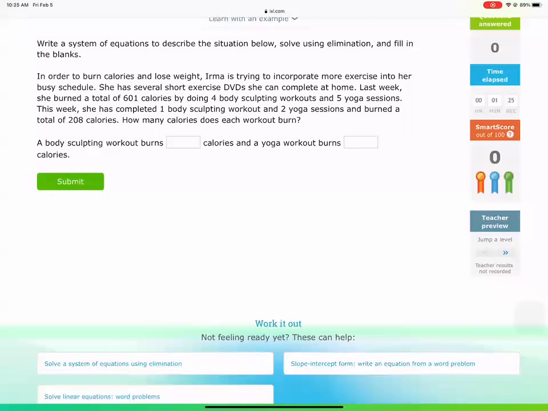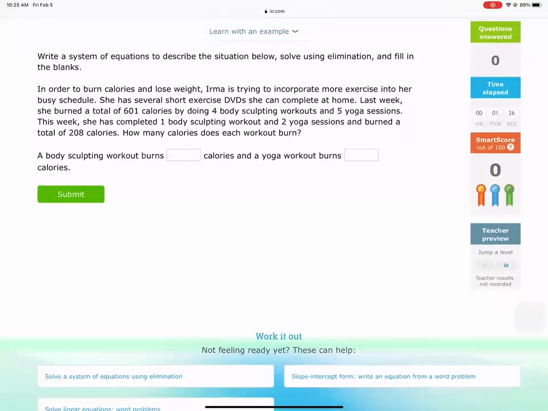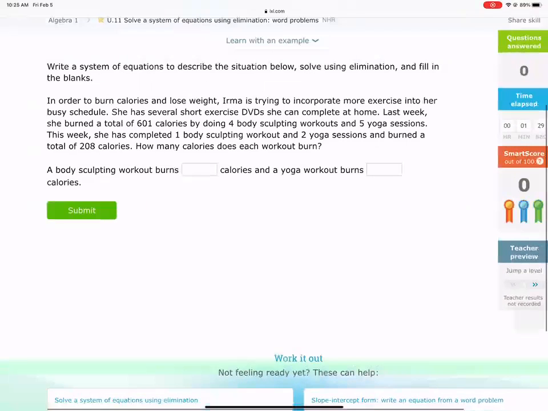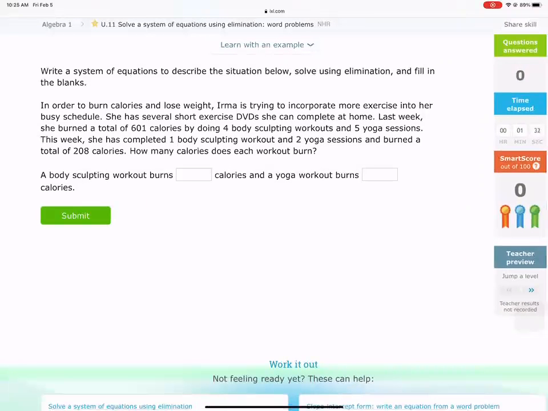Okay, hi everyone. Today we're working with solving a system of equations using elimination. So remember, that's our third method of solving a system of equations. The first one was graphing. Then we learned how to use substitution. And now we are using elimination. And hopefully you found elimination to be pretty easy.